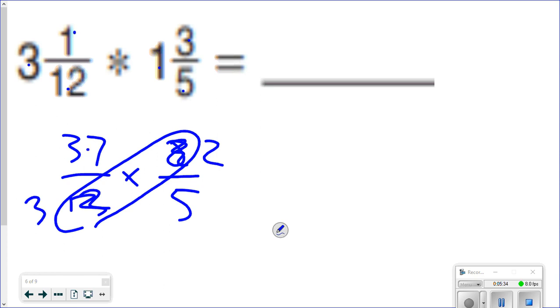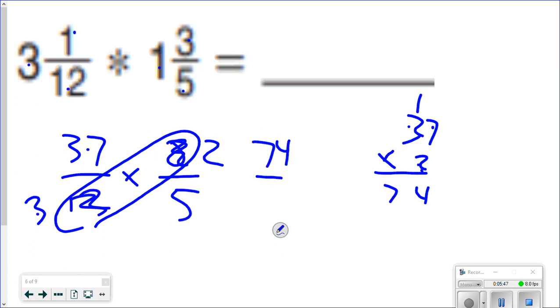37 times 2. I have no idea what that equals, so I have to work it out. 2 times 3 is 6, plus the carry, so we got 74. 74. And 3 times 5 is 15. How many 15s can go into 74? Well, I know 4 times 15 is 60, so I think that's our answer.